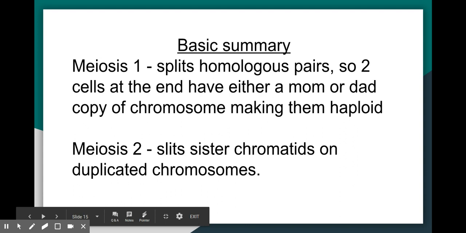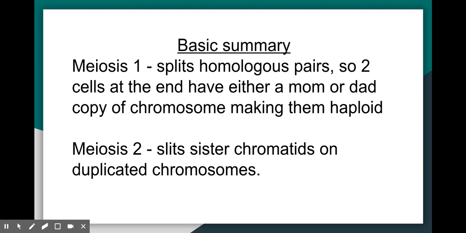So we left off at the end of video 1 looking at a brief summary of the 2 stages of division that we see in meiosis. We saw that meiosis 1 splits our homologous pairs, so the 2 cells at the end are going to be haploid. They don't have a mom and a dad. They don't have those 2 copies of a chromosome.